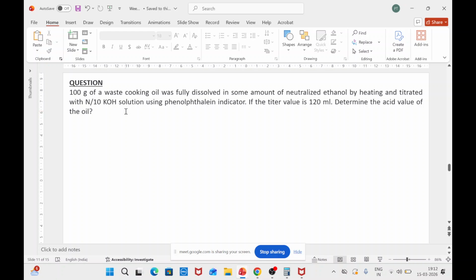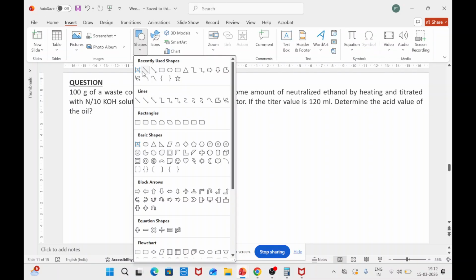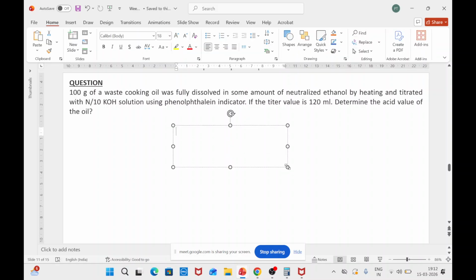The equation that we discussed, I think, in the last live interaction session, or probably in week 6. Let me just give out the expression. S is equal to 56.1 times V times C by M. So S will be nothing but 56.1 times V, that is 120, times C. Here it's written N by 10, which is nothing but 0.1, divided by mass, that is 100.